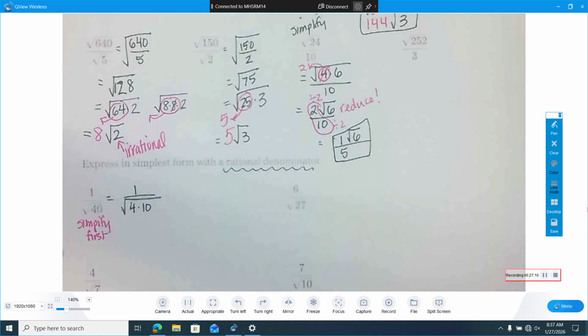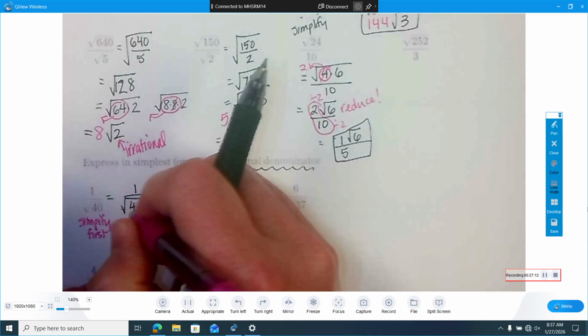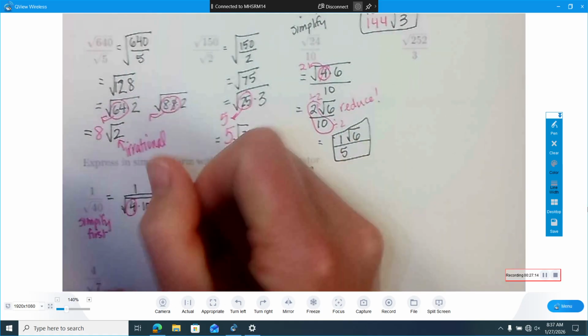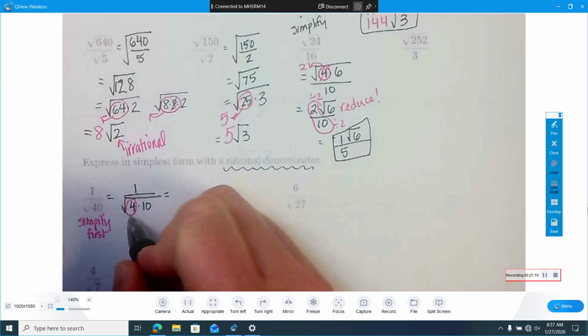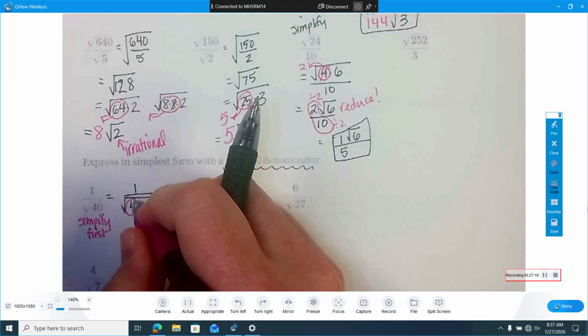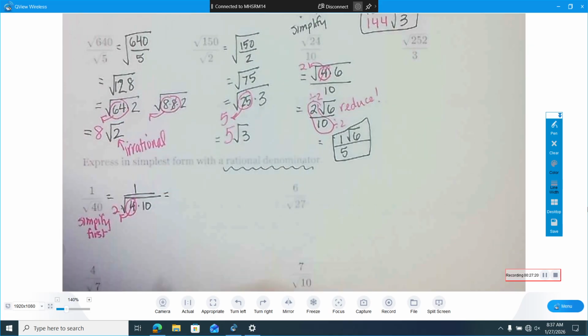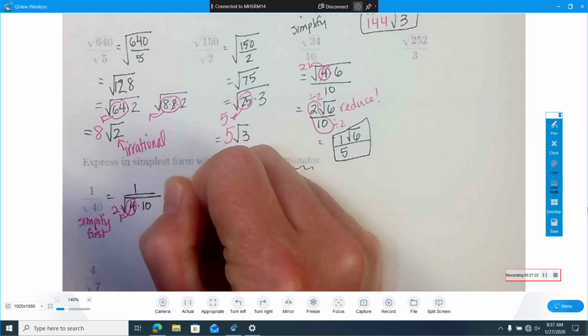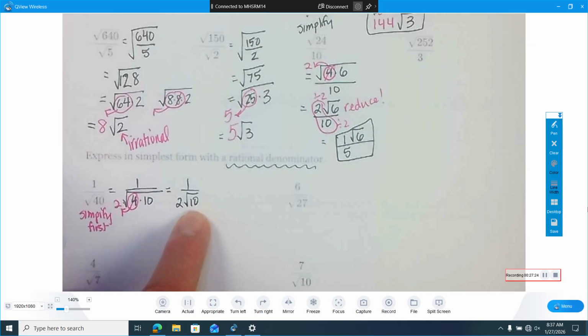So I'm choosing a perfect square because that's going to be the quickest way to simplify. So if I have the square root of 4, what escapes? 2 escapes. So I get 1 over 2 radical 10. Now 10, does 10 have any perfect squares in it? 5 times 2, there's no pairs, there's no perfect squares, okay?